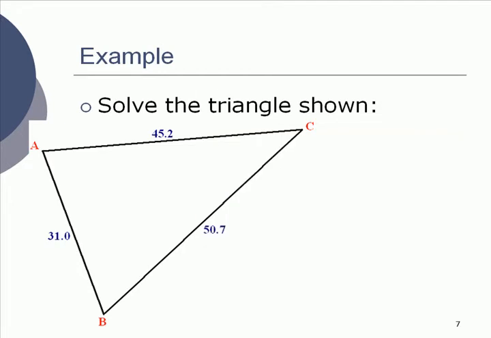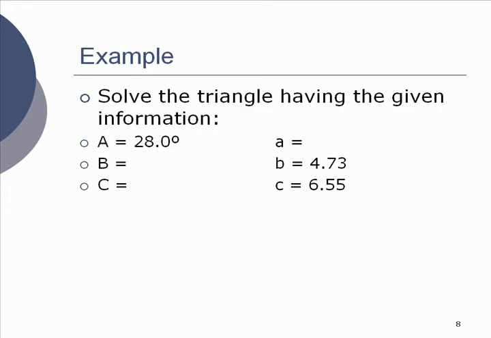Here's one to do for practice. I'm just going to give you a couple minutes. No picture here. You'll need a sketch. I just want you to find out what the three missing values are. I'm telling you that angle A is 28 degrees, side B is 4.73, and side C is 6.55. Take a couple minutes, make yourself a little sketch. Finish that out.